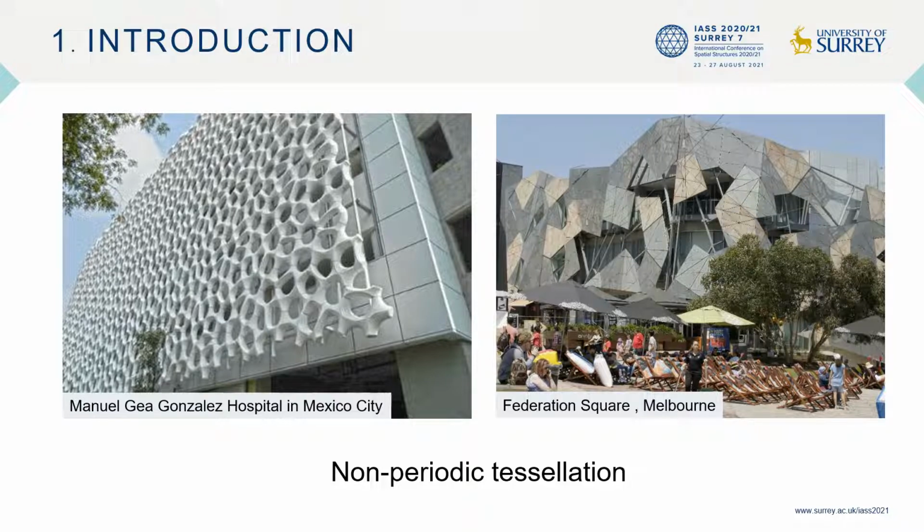These figures show two examples of building facades designed using non-periodic patterns. The Manuel Gonzalez Hospital in Mexico City is on the left and the Federation Square in Melbourne is on the right side of this slide.